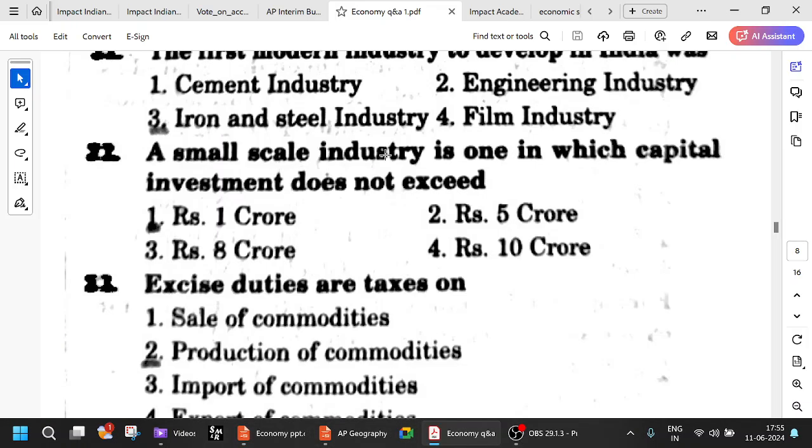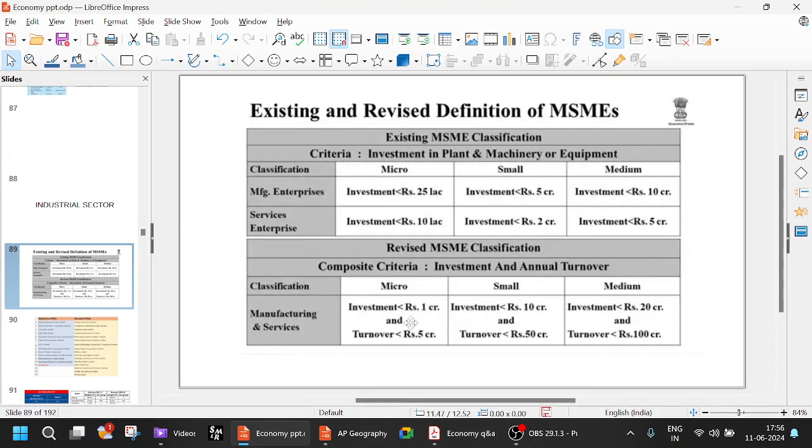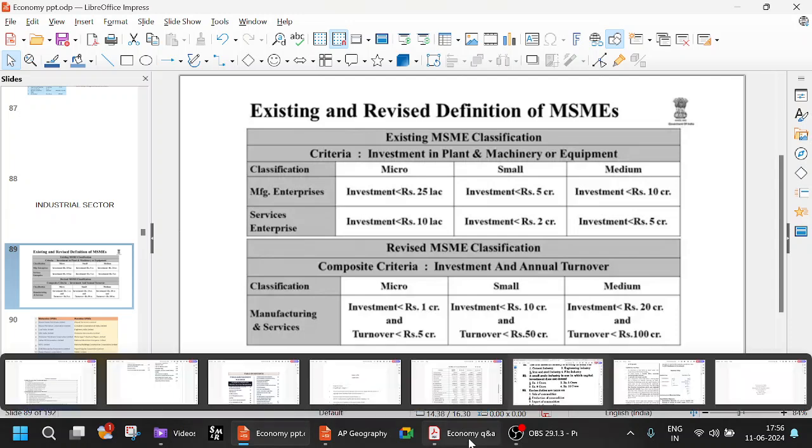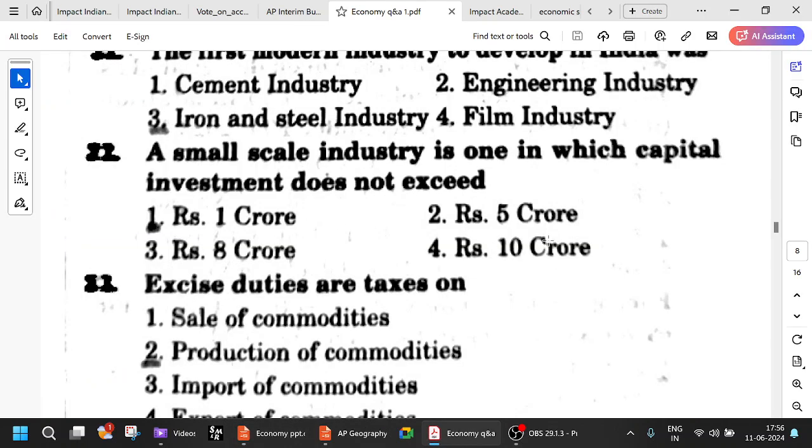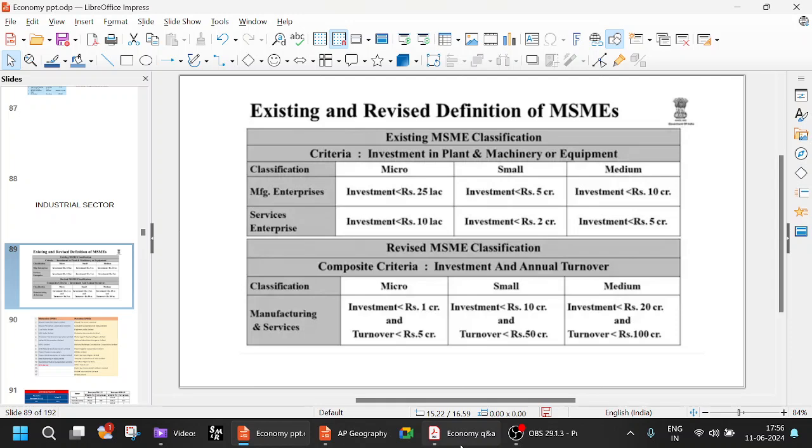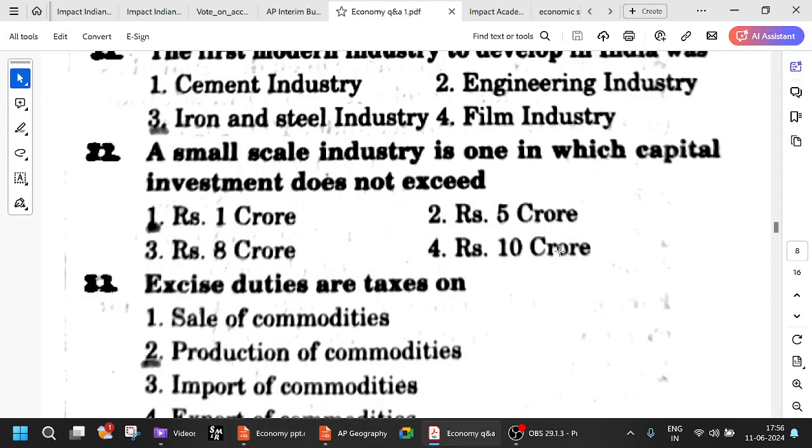So small scale industry means it has to be how much? 10. Remember this: 1, 10, 20, 5, 50, 100. So it has to be 10. This is the right answer. For small scale industry, investment should not exceed 10 crores, and turnover should be less than 50 crores. So this is the wrong option. This is the right option.